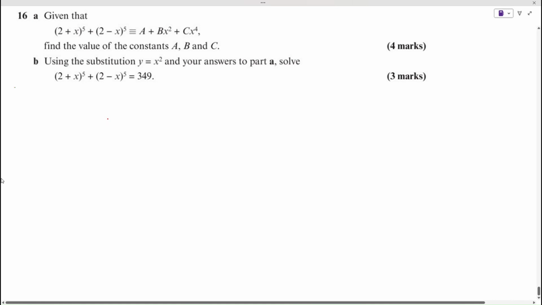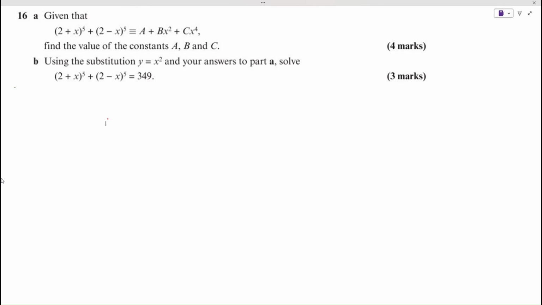In this video, we'll be going over another question where we look at binomial expansion. Now we have our question. Given that (2 + x)^5 + (2 - x)^5 is always equal to a + bx^2 + cx^4, find the value of the constants a, b, and c.